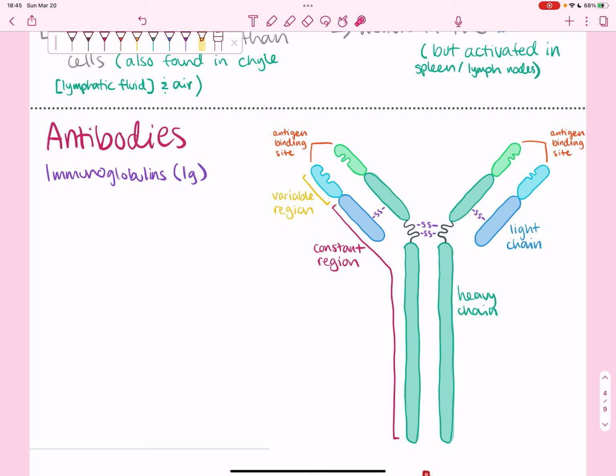So variable region, one last thing on that, it's a very specific polypeptide sequence that will bind to only one specific antigen. I said that the antigen binding site will bind to the antigen that it's seeking out, but really antibodies are kind of just floating around until they come across the antigen that matches their antigen binding site. That's it.